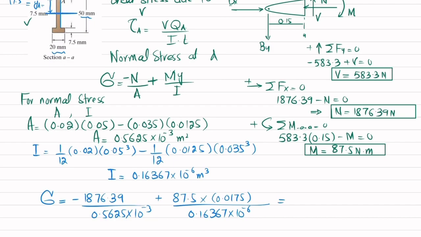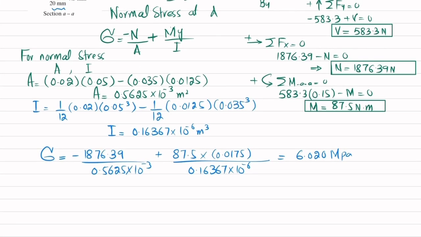And when you solve this, you will get the normal stress due to these two stresses will be equal to 6.020 megapascal. Now we will calculate shear stress, and we know that shear stress at point A is V into QA divided by I into T. So what will be Q? What will be V? V is this one, and QA is equal to y dash bar into A.